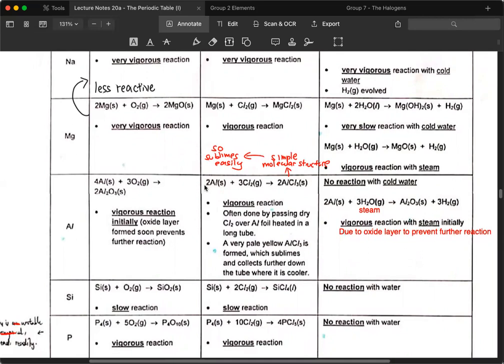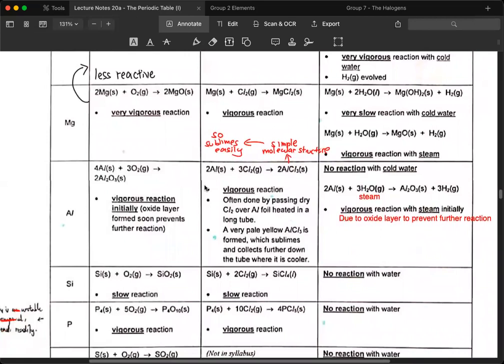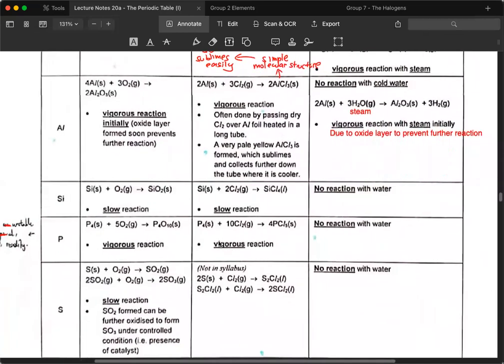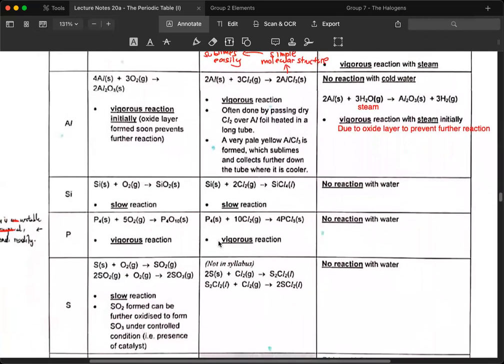Very pure yellow aluminium chloride is formed, but because it's a simple molecular structure, it will sublime and then collect further down the tube where it's cooler. So just take note that aluminium chloride is actually a simple molecular structure, not an ionic structure. Okay, silicon with chlorine forms silicon tetrachloride. This reaction is slow, and phosphorus, as we know, is a reactive, unstable element. It will react vigorously with chlorine to form phosphorus pentachloride.